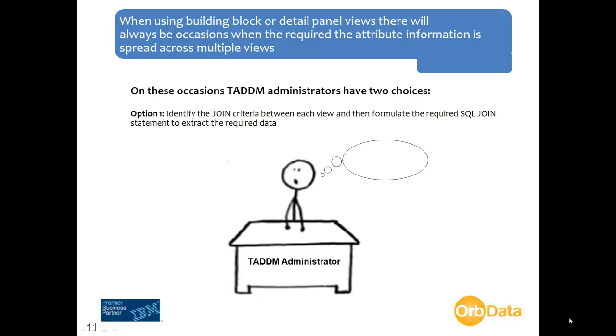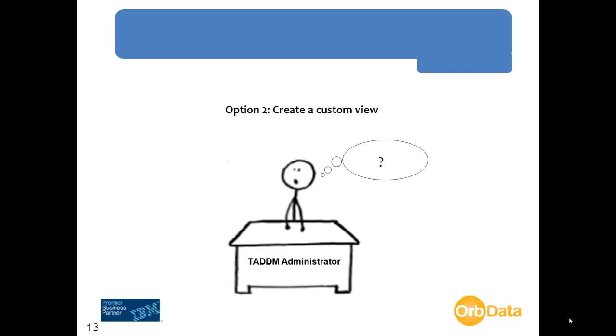There will always be occasions like our example where the information you wish to extract from the TADDM database is spread across multiple building block or detail panel views. On these occasions you're left with 2 choices. The first choice is to use your view documentation to work out which views you want to query and which attributes you will need to use to join these views at an SQL level. You'll then need to formulate your SQL statement to extract the required data. Or your second option is to create a custom view.